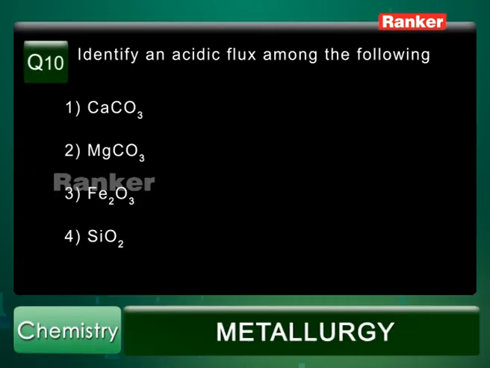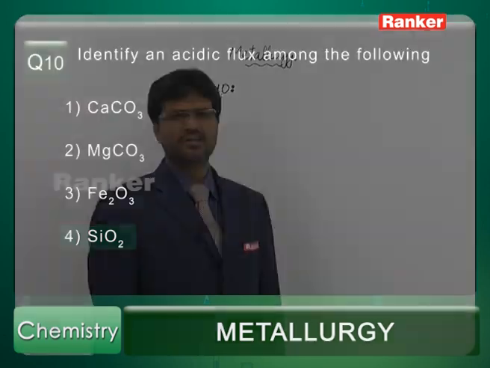Question number 10. Identify an acidic flux among the following. Option 1, calcium carbonate, option 2, magnesium carbonate, option 3 is ferric oxide, and option 4 is SiO2. And the correct answer is SiO2. SiO2 is an acidic oxide and therefore acts as an acidic flux. It removes basic gangue material.